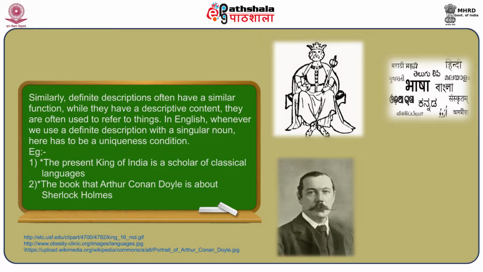So for example, suppose I say the present king of India is a scholar of classical languages, or the book that Arthur Conan Doyle wrote is about Sherlock Holmes. Both of these sentences sound odd for the obvious reason: if you know that India doesn't have any king at present, and if you also know that Arthur Conan Doyle wrote more than one book, it is very odd, out of the blue, to use definite descriptions like the present king of India and the book that Arthur Conan Doyle wrote.